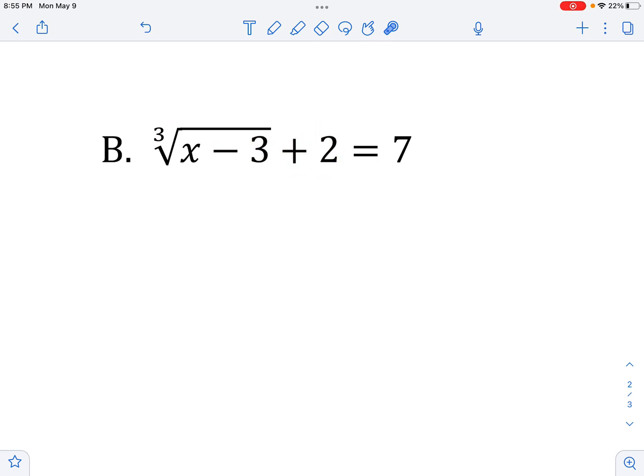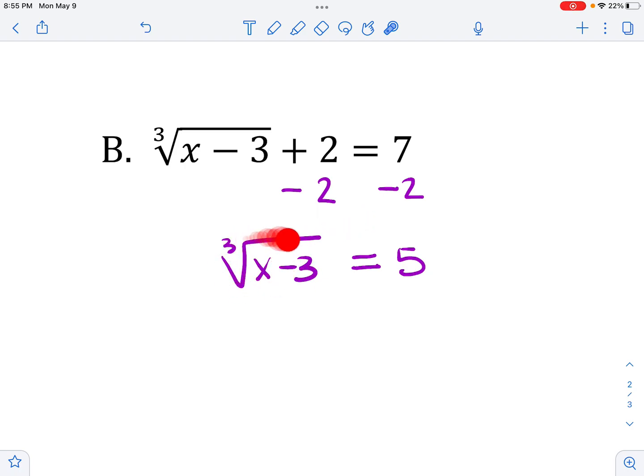And so we always undo addition and subtraction first. So I'm going to undo that 2 with a minus 2. Don't forget what you do to one side, you do to the other. And so that leaves me here. Now, I really want to be able to undo that minus 3, but I can't get into this house until I lift off the roof. Like this is attached underneath this. So to be able to do that minus 3, I have to lift this off first.